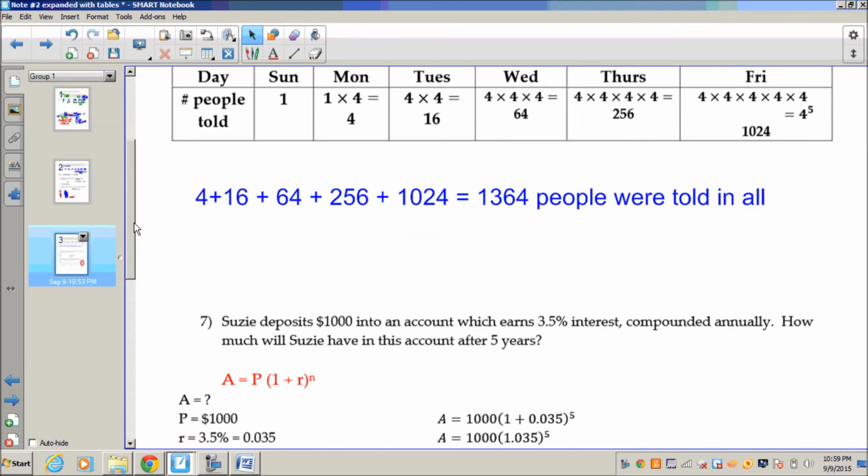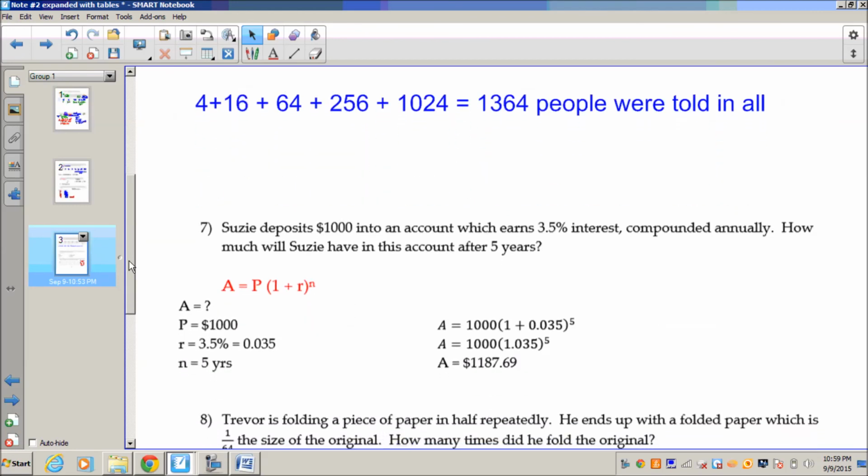In question number 7, I used the formula again for calculating the amount of money earned with interest. Here's the data that I used to substitute into the equation, and then once I substituted in and rounded to the nearest penny, it turns out to be $1,187.69.